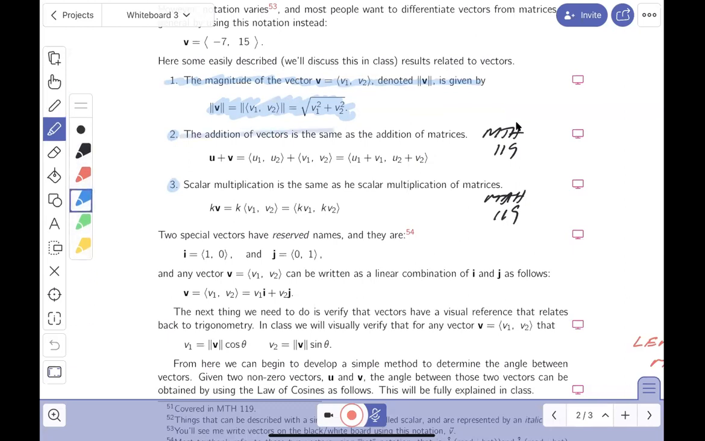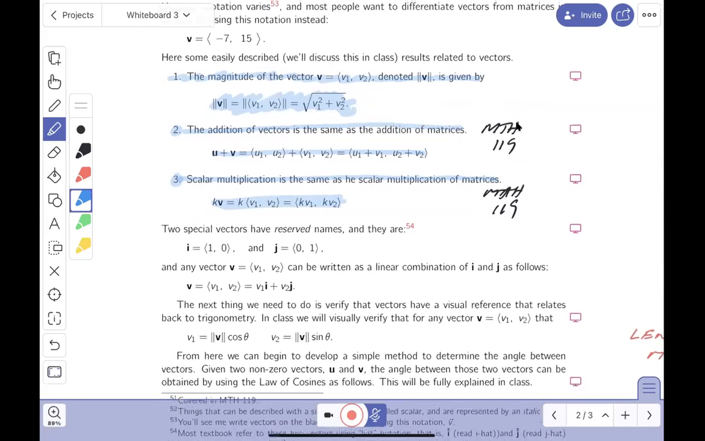The addition of vectors couldn't be easier. U plus V, just add their components together, just like you did in Math 119 when you added matrices together. What's scalar multiplication? It's basically resizing it. It's making them longer or shorter, possibly also shrinking it to 0, by the way. What are you doing? Just like you did in 119. All right, what did you do in 119? k is a scalar, some real number. You multiply each component of the vector or the matrix by k, just like you did in Math 119.